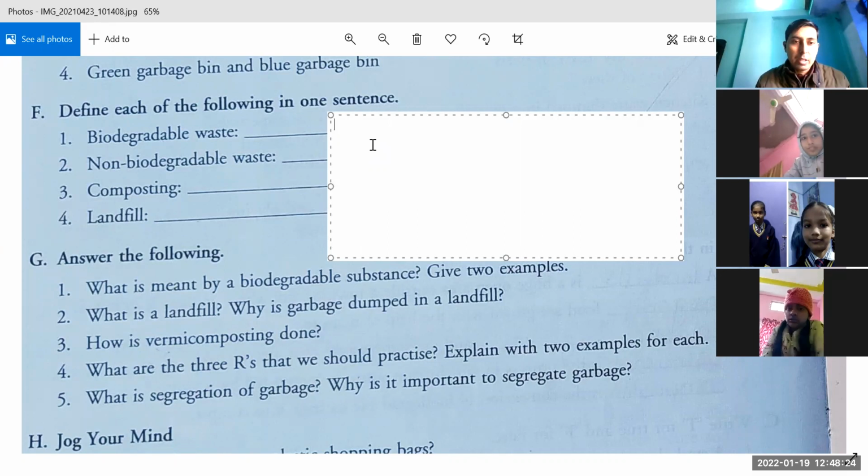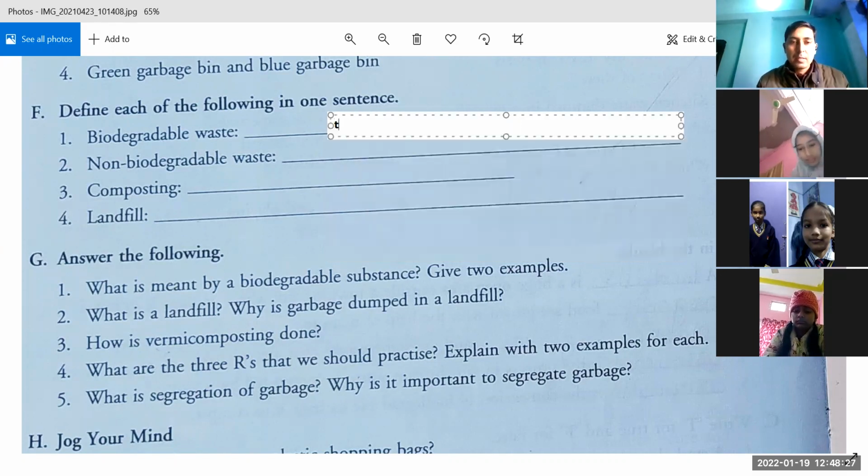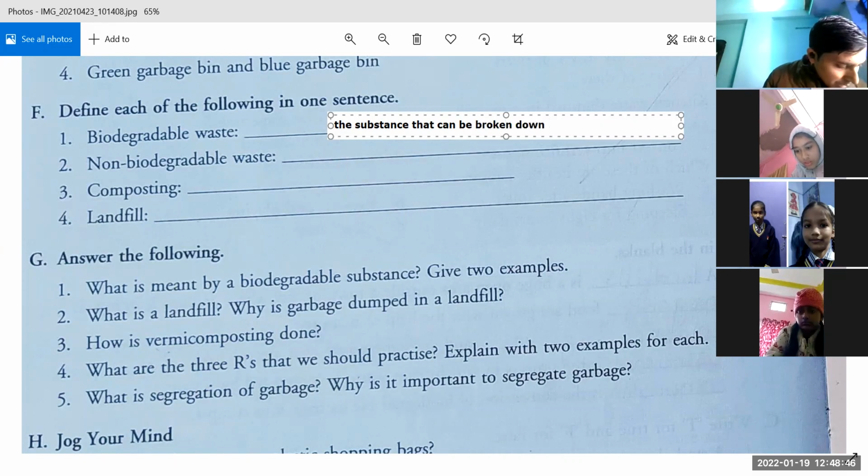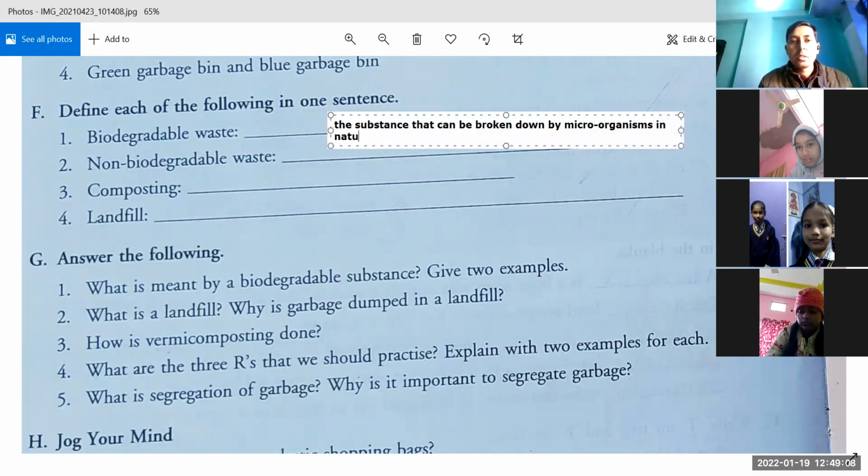First, what is meant by biodegradable substance? The substance that can be broken down by microorganisms in nature is known as biodegradable substance.